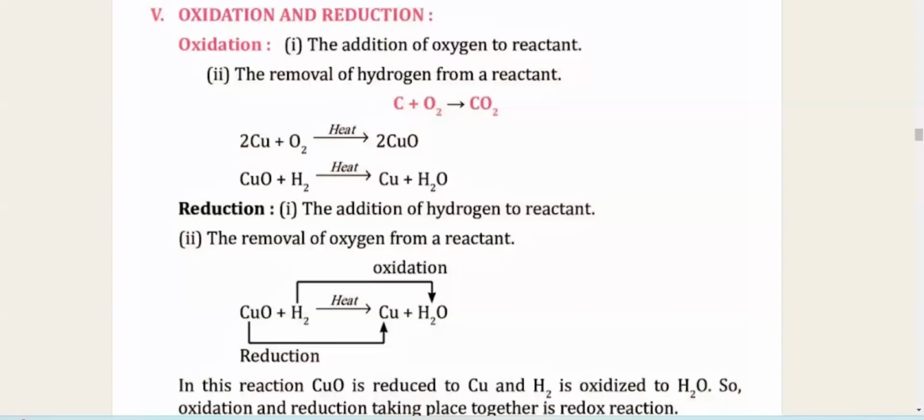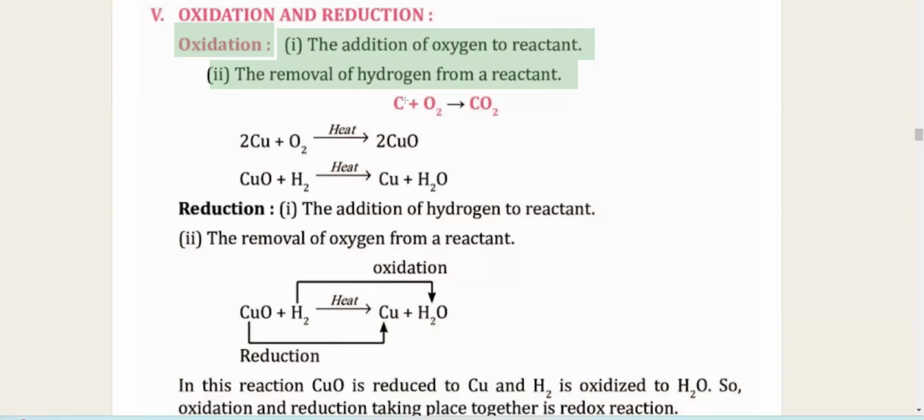Yeah, in this video, we'll be understanding a type of reaction called oxidation and reduction. This is also called redox reaction. Oxidation is either the addition of oxygen or the removal of hydrogen. Both are correct, right? So any reaction in which oxygen is getting added or hydrogen is getting removed, that part of the reaction is called oxidation.